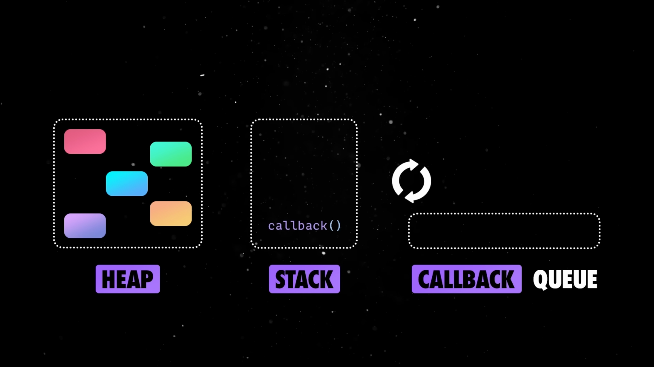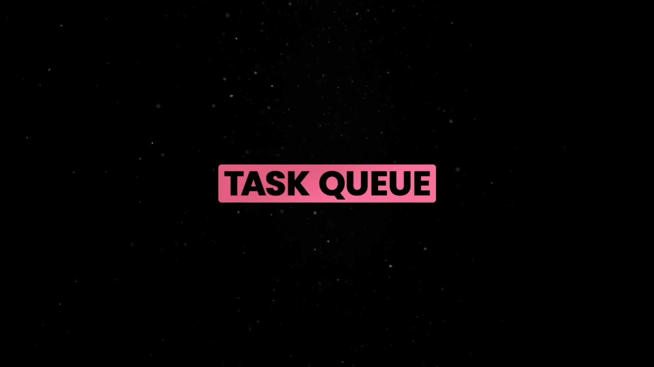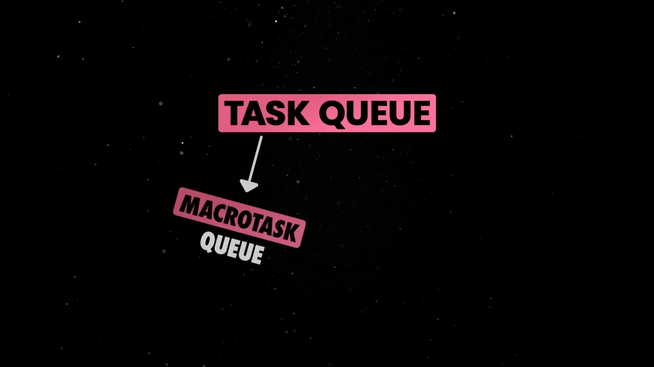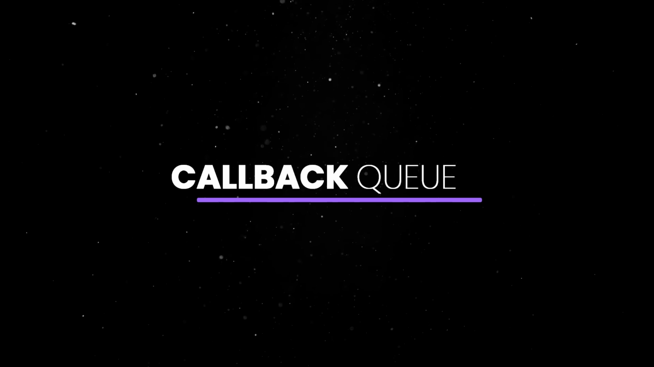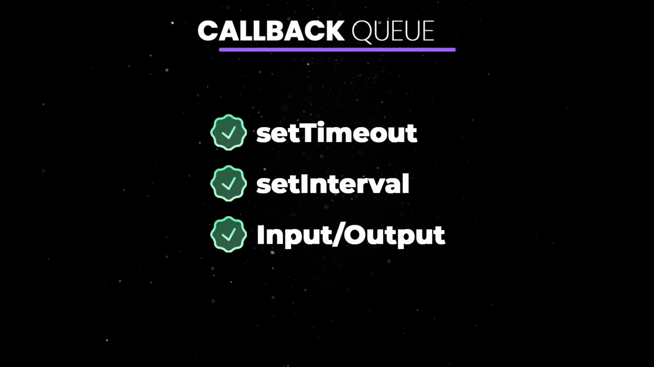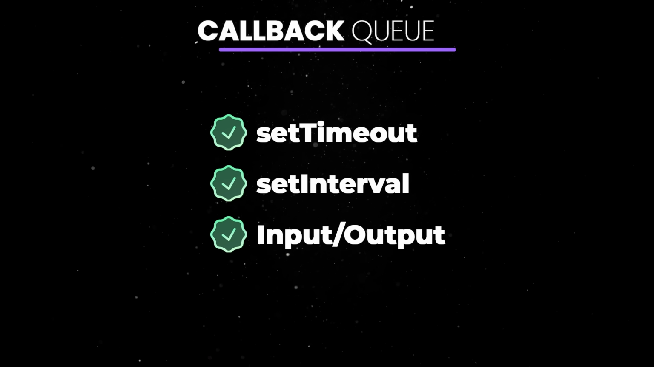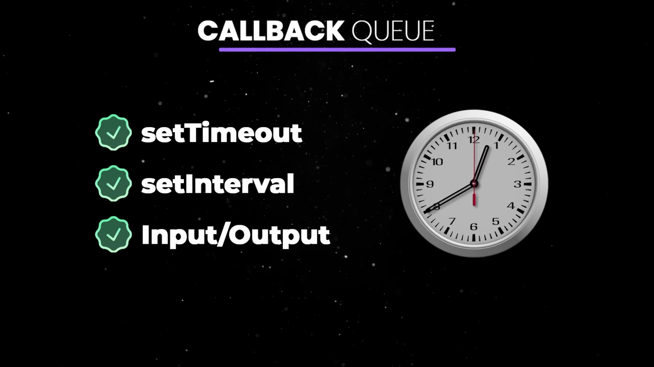Now that we've reviewed this architecture, it's worth noting that the task queue is actually divided into two separate structures, a callback or macrotask queue and a microtask queue. The callback queue is where standard asynchronous operations like setTimeout, setInterval, and input-output tasks, such as fetching data from an API, are queued. These tasks are scheduled by the runtime and executed only when the call stack is empty.